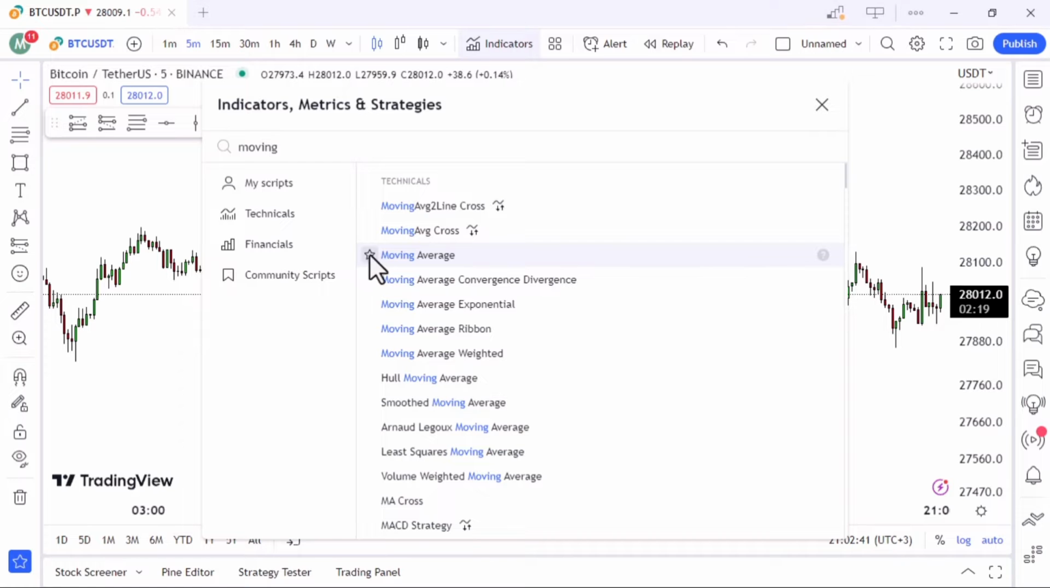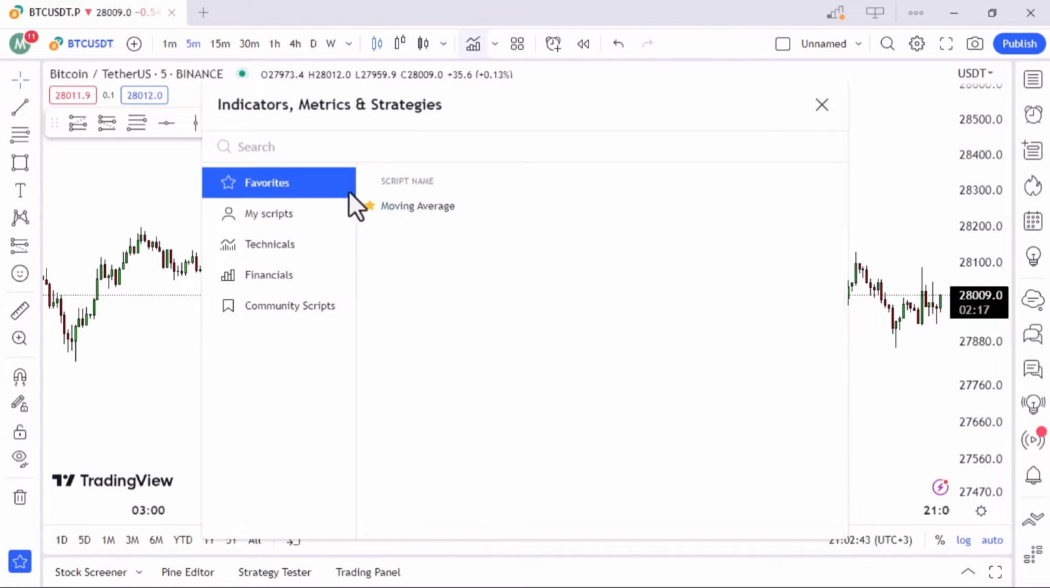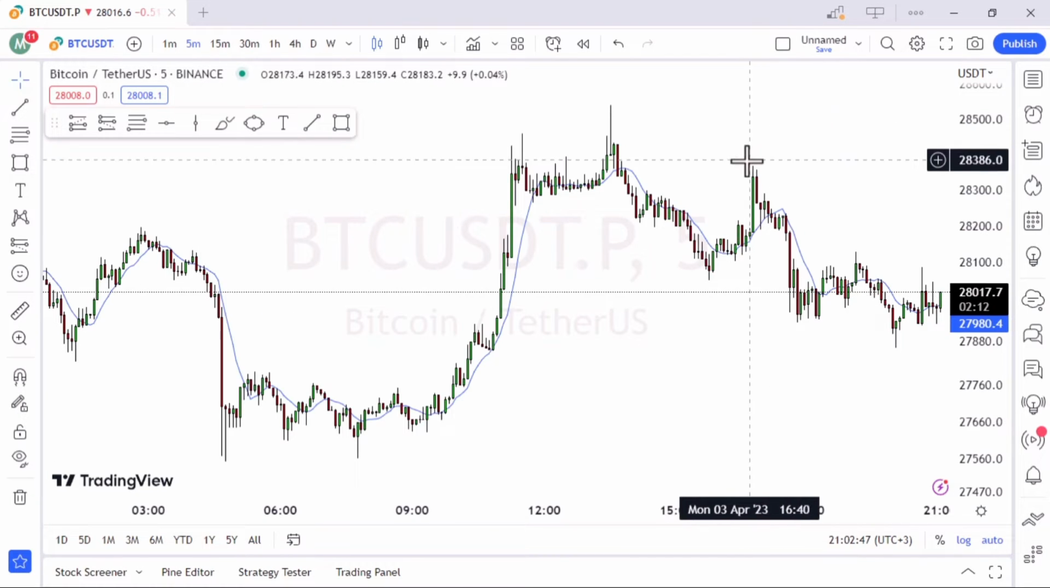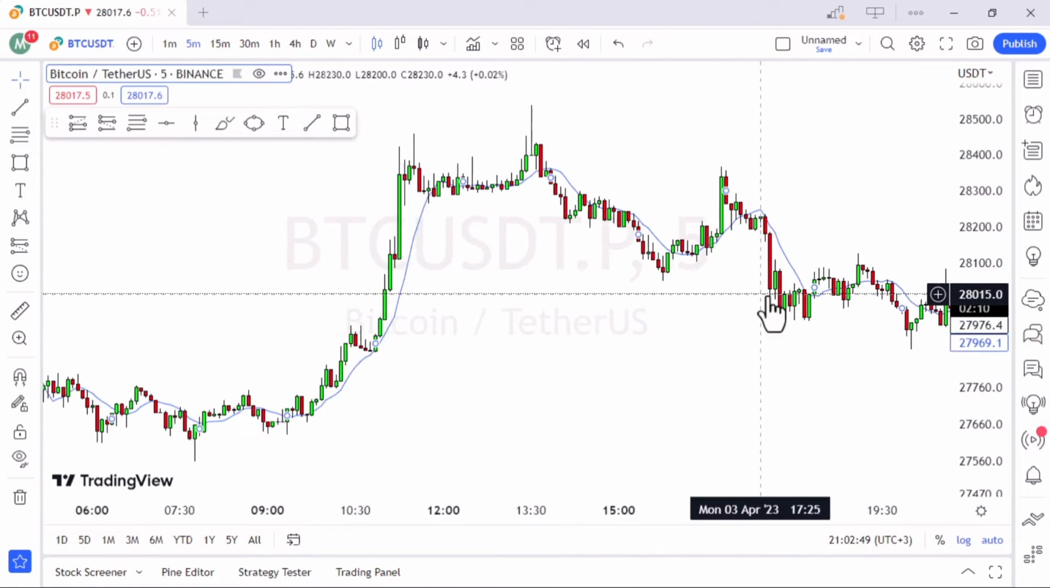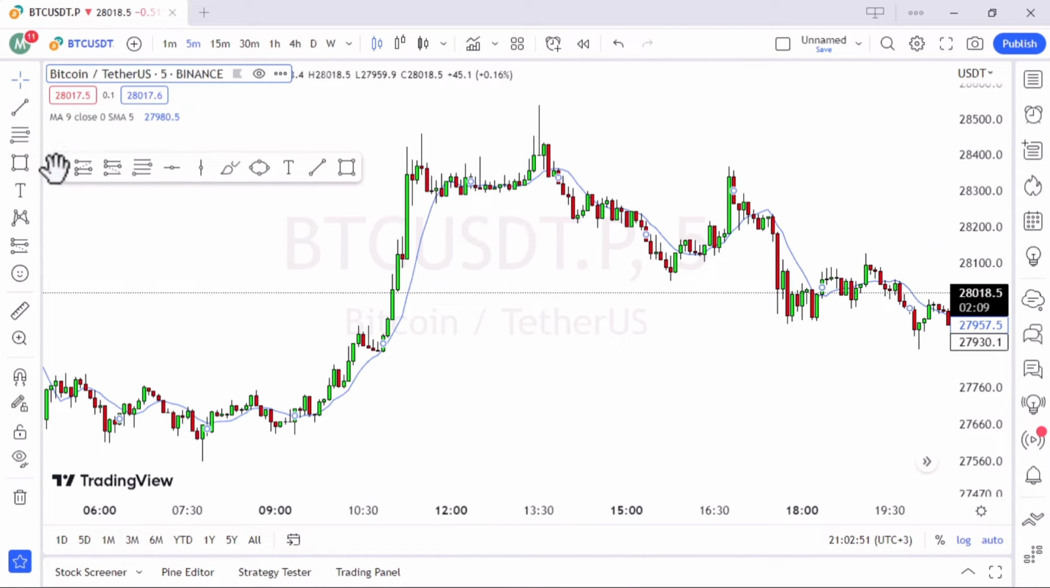You can make it favorite, so it's gonna be in your favorite list. Click on it, so it's gonna be on your chart. How does it really work? If you take a look up here, it says MA9 close 0 SMA 5.